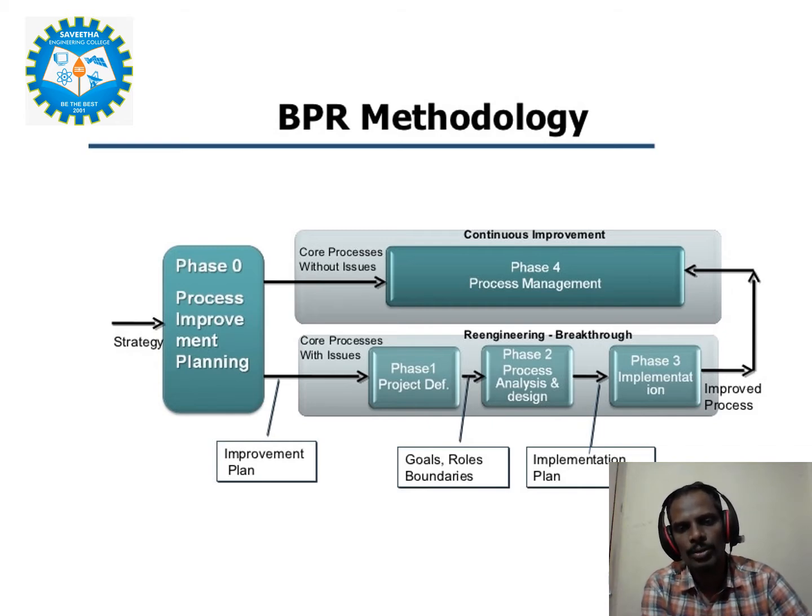Then it moves on to process analysis or design, from which the goals, roles and boundaries are found: how long we can work, how we can sort out the problems, and how much time is required to solve the problems. All those things are discussed in the process analysis and design section, or phase 2. After the analysis it moves on to the implementation section, which is called phase 3.